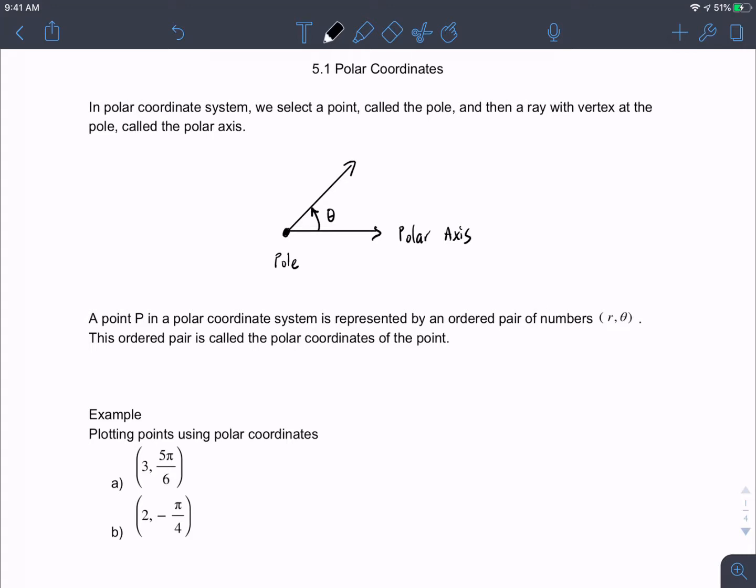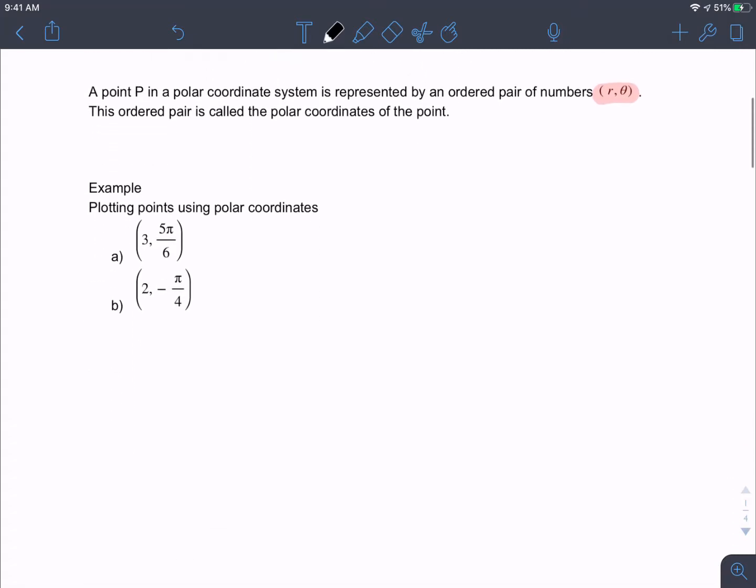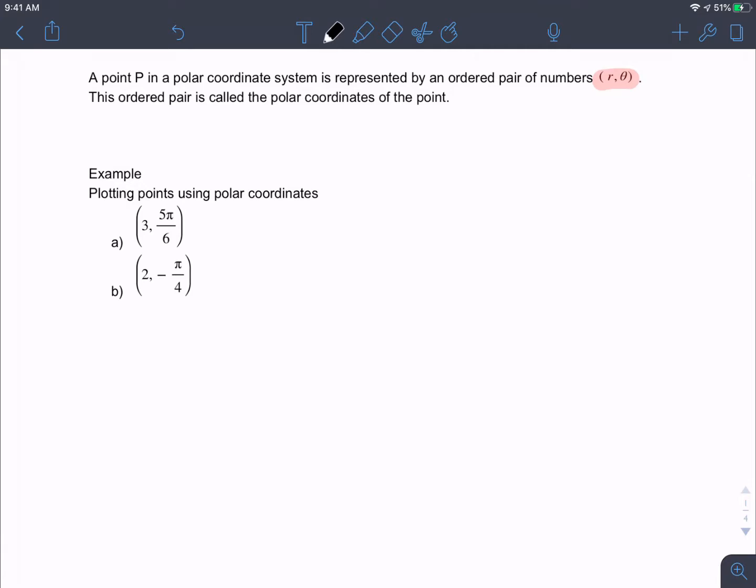When we talk about polar coordinates, a point is given in terms of radius and then angle. So whenever you see a polar coordinate, the first thing you're going to see is the radius and then the angle. So let's go ahead and do an example of that. In this first example, we know that the radius is 3 and our angle is 5 pi over 6.